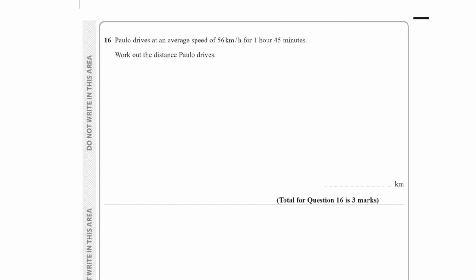Question 16. Paolo drives at an average speed of 56 kilometers per hour for 1 hour 45 minutes. Work out the distance Paolo drives. So this is speed, distance, time. I like to use my formula triangle. Just have to remember that distance goes at the top. So we're looking for distance, so I cross that one out. And then the ones at the bottom we always multiply. So that means distance is equal to speed multiplied by time.